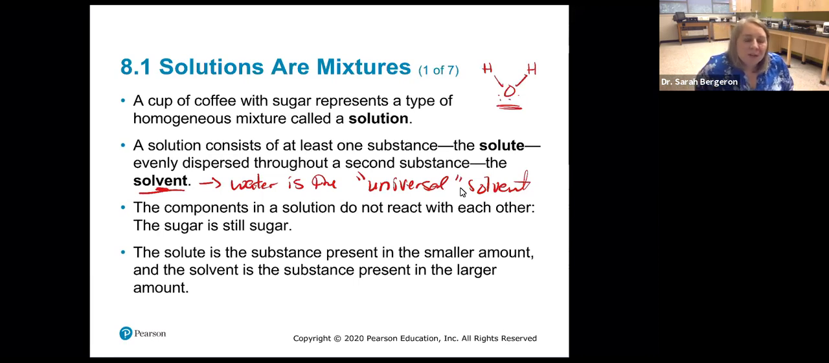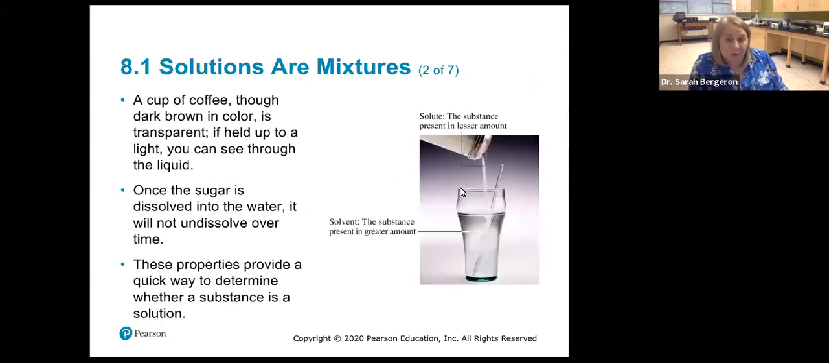So the components don't actually react with one another. They do have some intermolecular forces that will be capitalized upon, but they will not chemically change their structure. So if you take a spoonful of sugar and you put it into water, it's still sugar in the water. It's still sugar water. It's not some new substance, right? So they don't react with one another. But the solute is always going to be the one that's present in smaller amounts. The solvent is always going to be the one present in larger amounts.